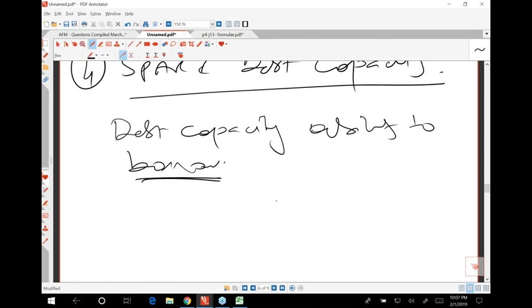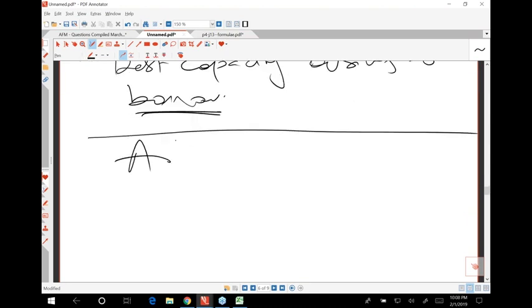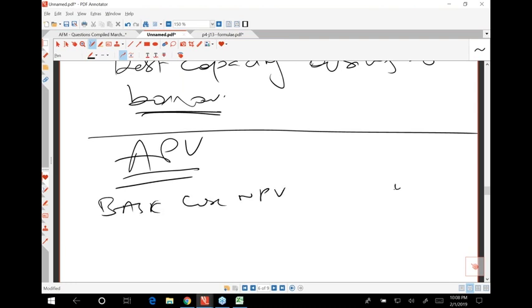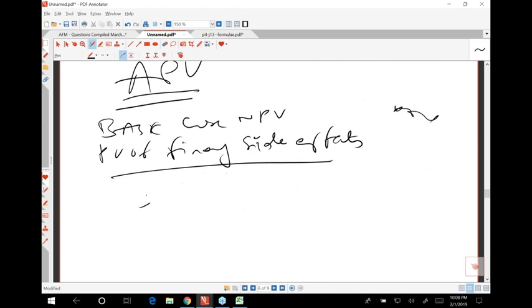Resultingly, whatever the amount of extra tax saving that we could get because of that debt, we would incorporate that. So I've discussed with you what the financing side effects are. If we talk about the calculation of APV, how do we calculate it? It's the base case NPV and then the present value of financing side effects. One by one, we incorporate that.